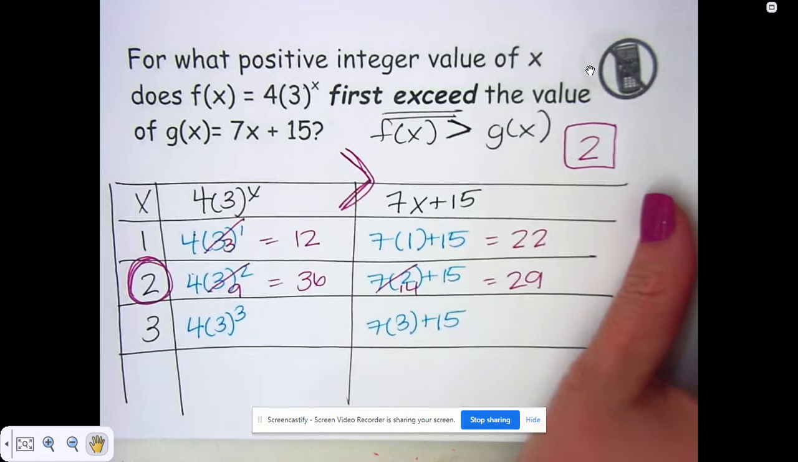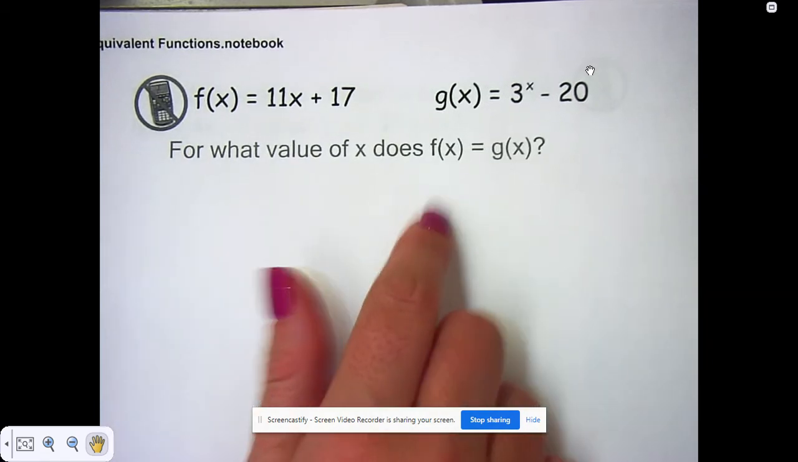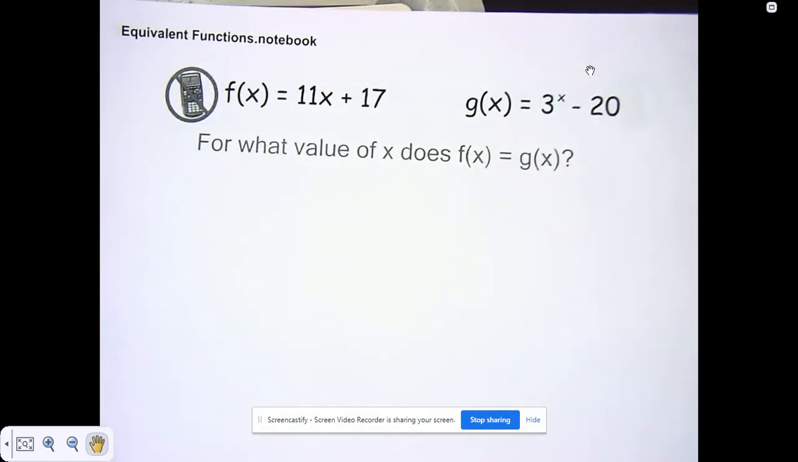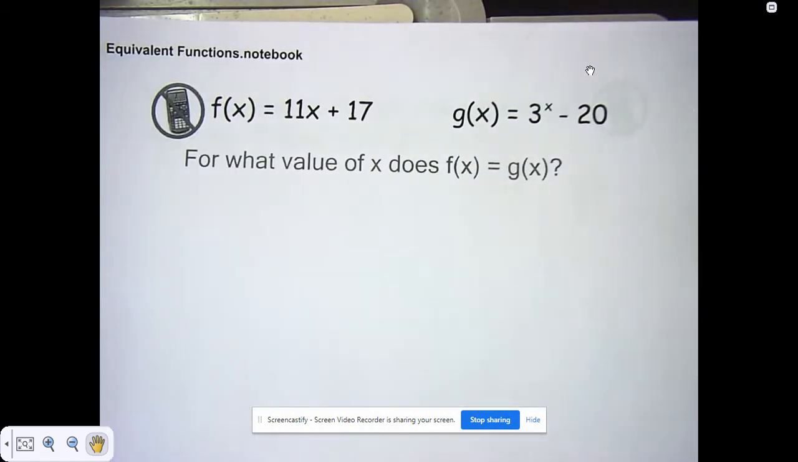Okay, remember you can always replay this back. This one right here again is equal, so go back to that one. You're going to do equal there. Give you just a minute to work on that one.